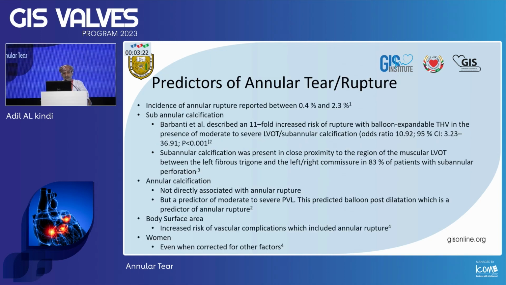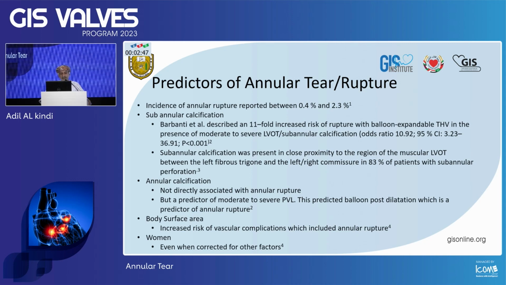So we have two cases of annular rupture that ended differently. This is not a very common complication, but it is devastating, and it happens less than 2% of the time. The major predictor is subannular calcification, and with the use of balloon expandable valve, the risk increases by 11-fold. Basically, annular calcification itself is not a predictor for rupture, but it's a predictor for post-balloon dilatation, which is a predictor of annular rupture.